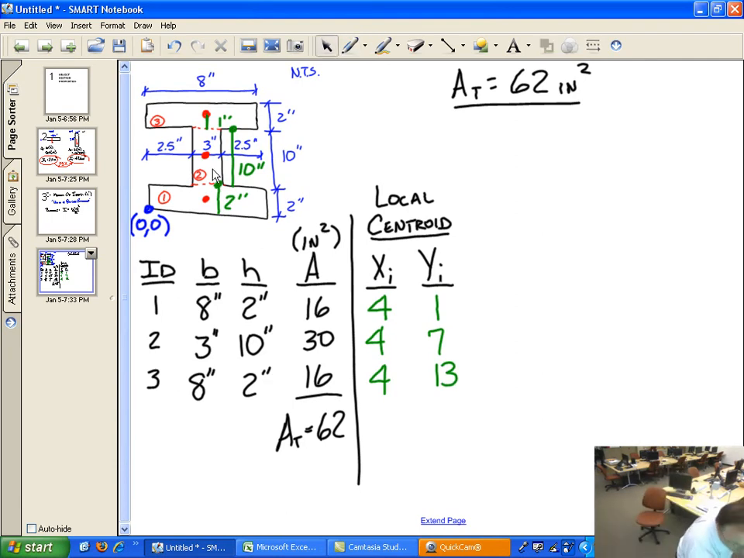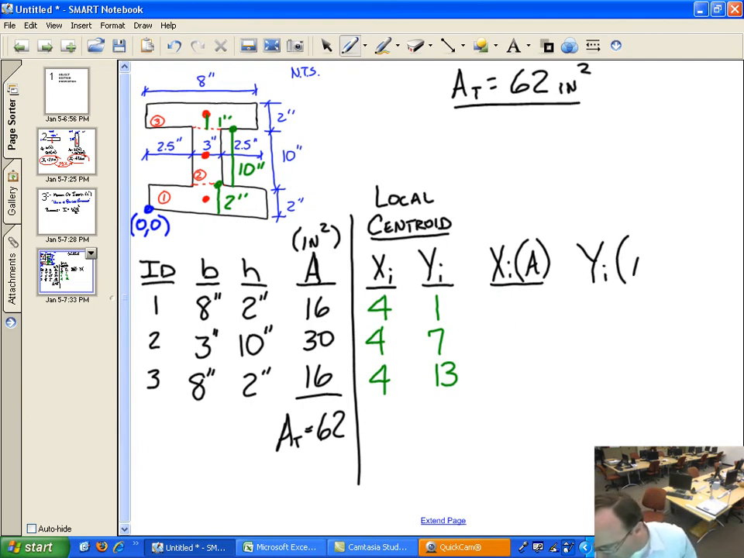Now we have the local centroids. But we need not take an average of these, because we need to account for a weighted average, meaning we've got to account for the difference in area for each of those pieces. So I'm going to say xi times a, yi times a. So xi times a, 16 times 4 gives me what? 16 times 4 is 64.